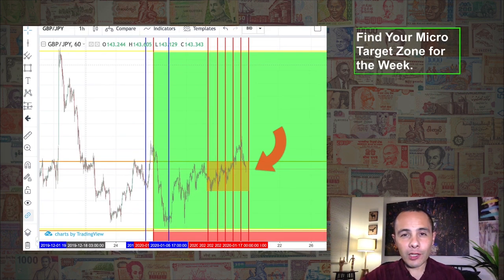Identify your micro target zone. This is going to be directly connected with your previous week high and low.